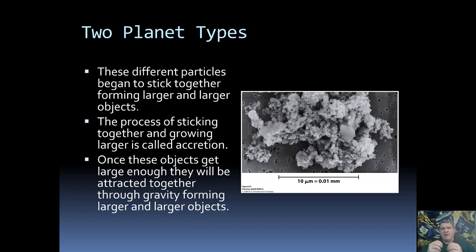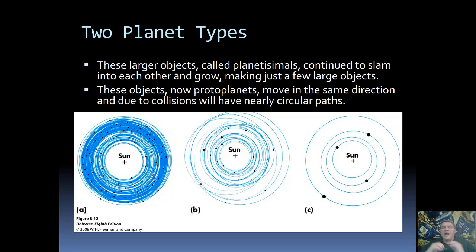Now at first, these bumps are going to be random chance. However, over time, as they grow larger and larger, they'll have more and more mass, until eventually gravity starts helping pull these things together. Now once these objects get about to the size of asteroids, so hundreds of meters to hundreds of kilometers across, we refer to them as planetesimals.